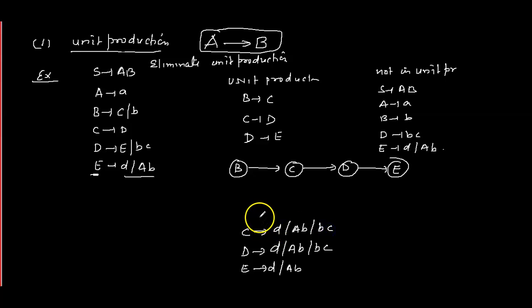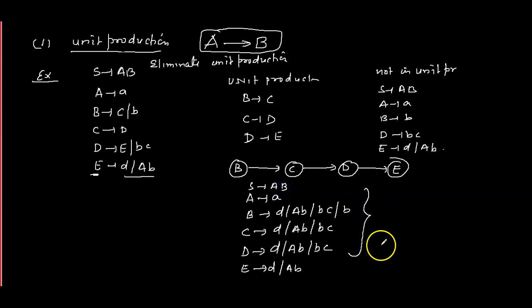Similarly, B derives C and small b. The value of C is substituted here: C's value is D, AB, BC, and this small b remains as it is. Next, A derives small a and S derives AB. So this is the grammar after removing the unit productions. There is no unit production left. This is how we eliminate unit productions.